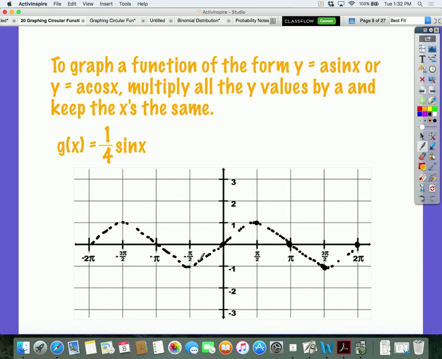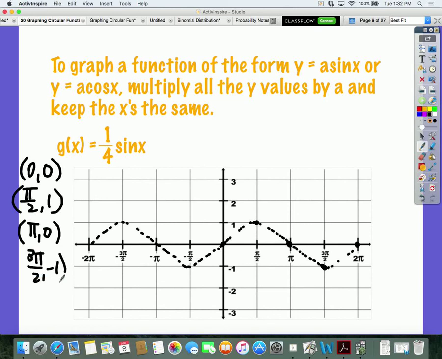Sine is what type of function? What type of symmetry does it have? Origin, so it's odd. So all those points, 0, 0, pi over 2, 1, pi 0, 3 pi over 2, -1, and 2 pi 0. Those are the points of your original sine graph.